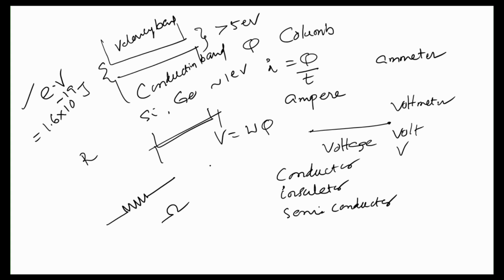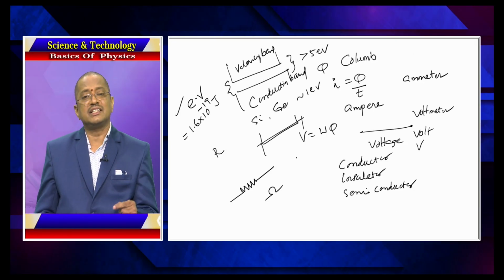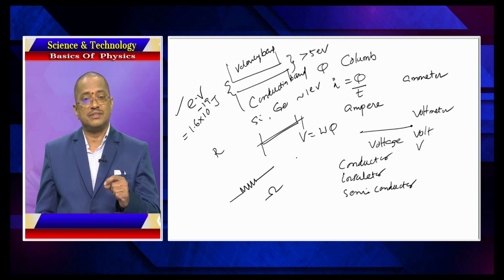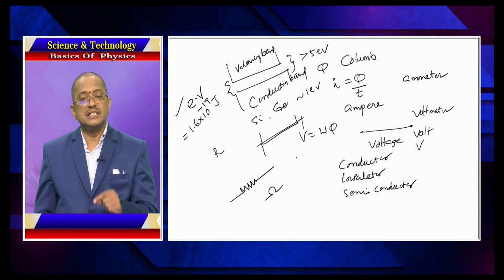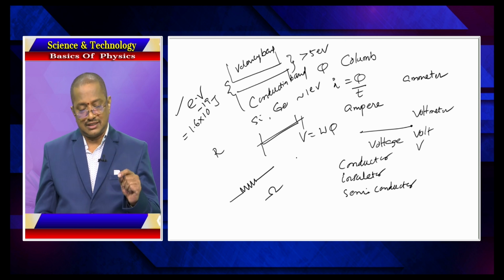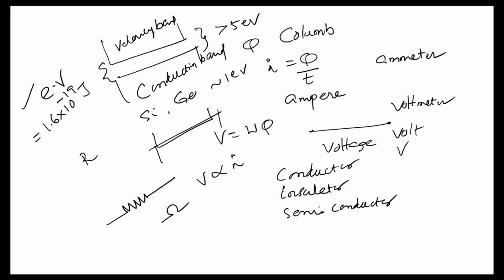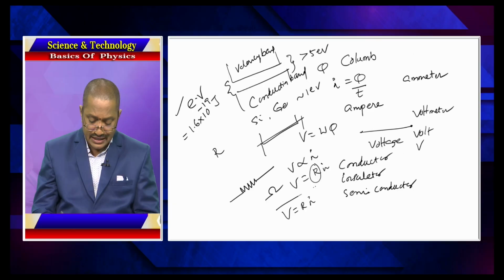At a constant temperature, the flow of current through a conductor is directly proportional to the potential difference between the two ends of the conductor. Clear? Here V is proportional to I, so V is equal to RI. Here R is called resistance. This V equals RI is called Ohm's law.